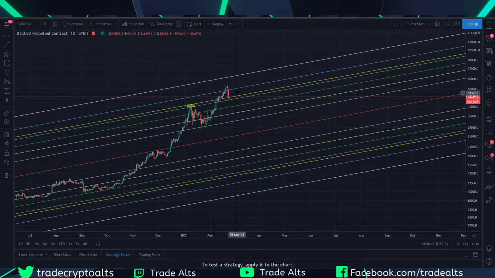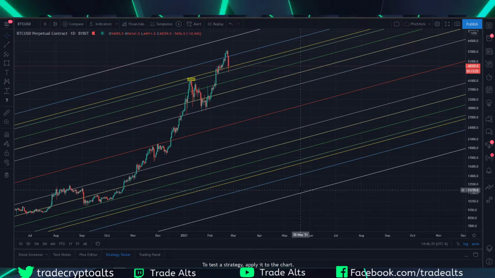So who knows? We could chop sideways for a while. We could even revisit some lower levels. That's certainly possible, certainly could happen. But when Bitcoin eventually does hit the top of the Pitchfork, I'm going to be paying very close attention to see if this lines up with anything else on my chart. So, can I use this as another confluence level for my trading? So that's the Pitchfork. I think it's really helpful.